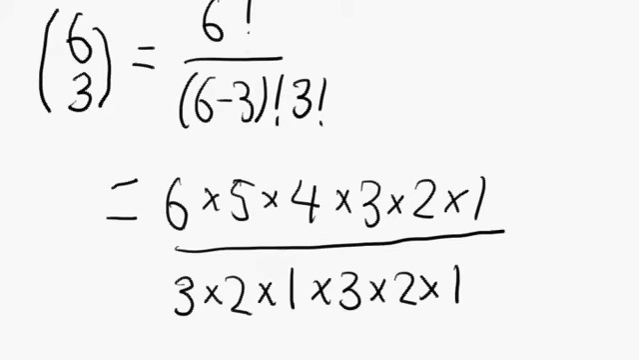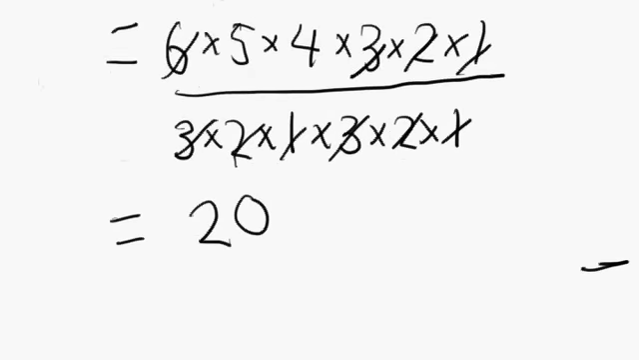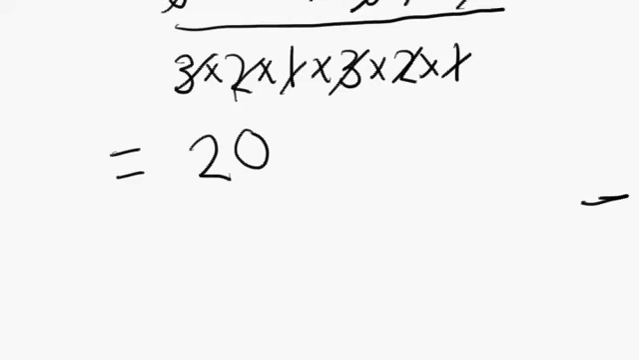Okay, and so we have all these things multiplied together and divided together, so we can just cross these out, and 3 times 2 times 1 is equal to 6, so that's just equal to 20. So there are 20, and I'm going to scroll this down. Alright, so there are 20 total ways to pick 3 people from a group of 6.